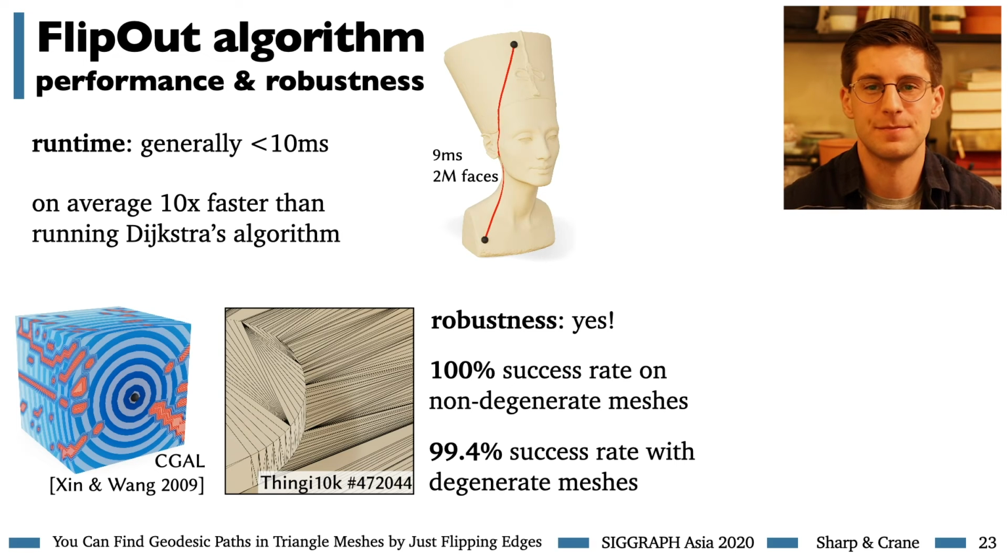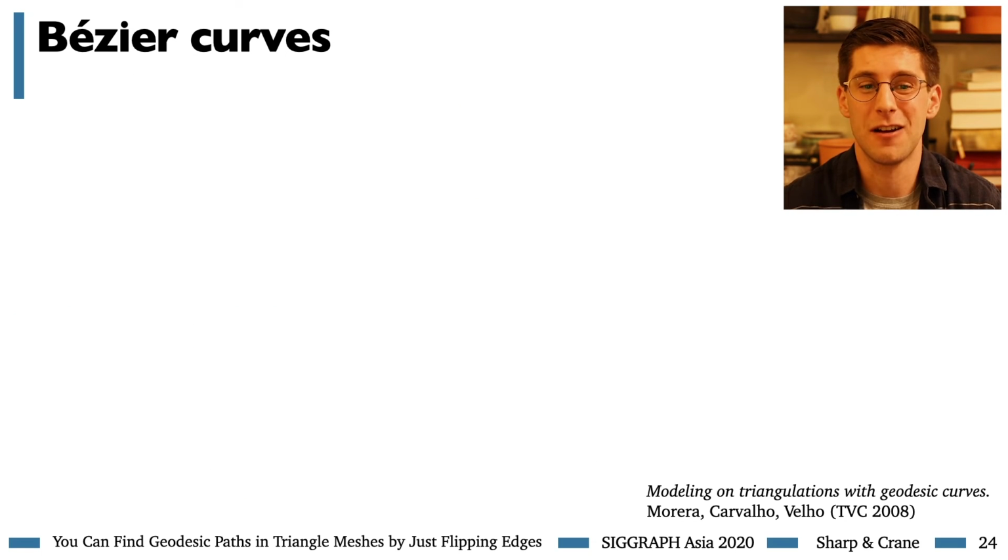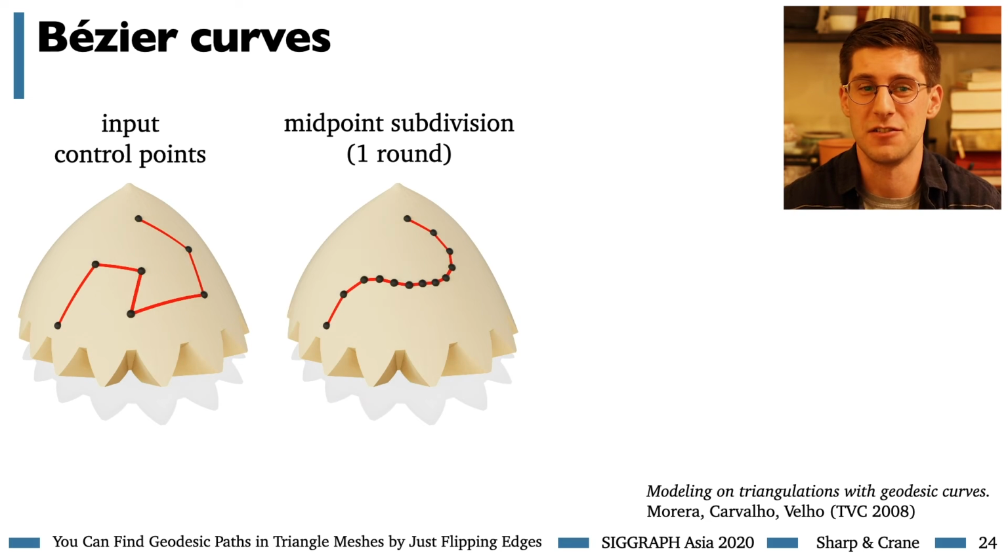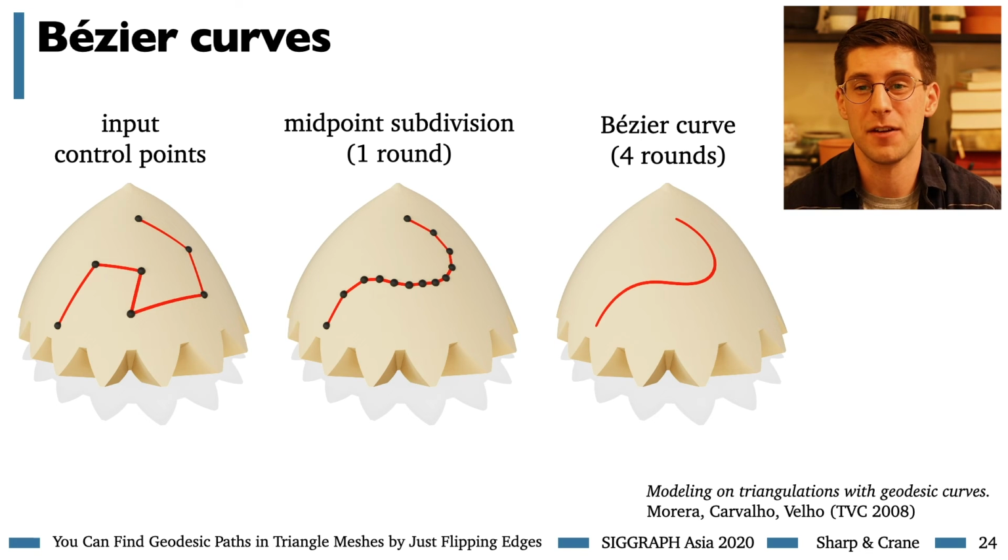robust implementation. Once we can straighten curves, we can take it farther and also use a simple de Casteljau-style subdivision procedure to find Bezier curves along the surface. As always, all of the curves you see here are edges of an intrinsic triangulation, which I haven't drawn.